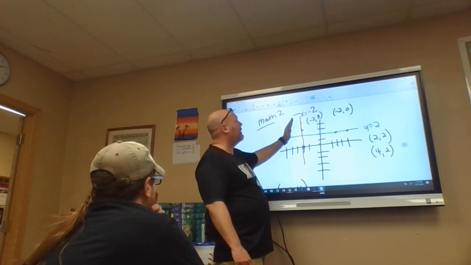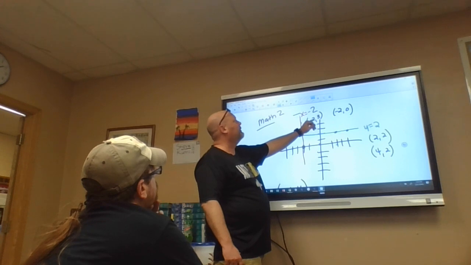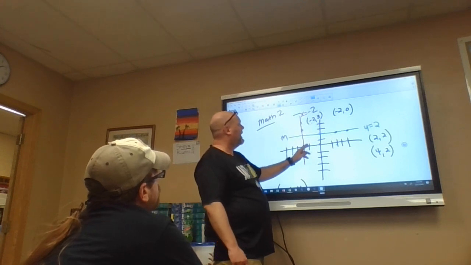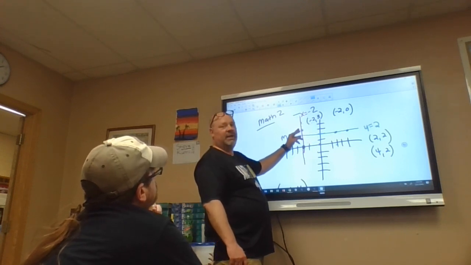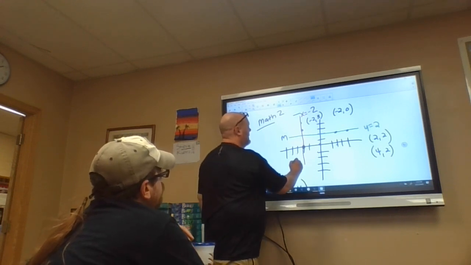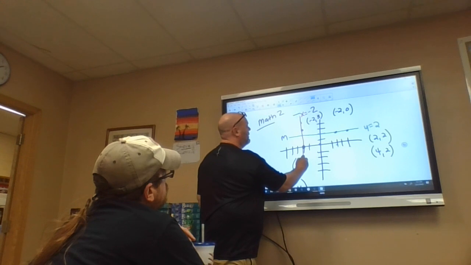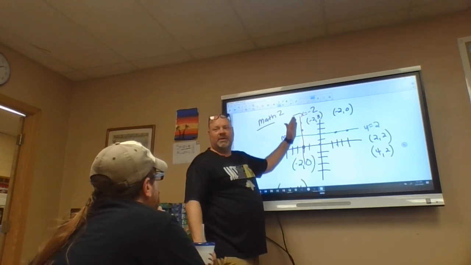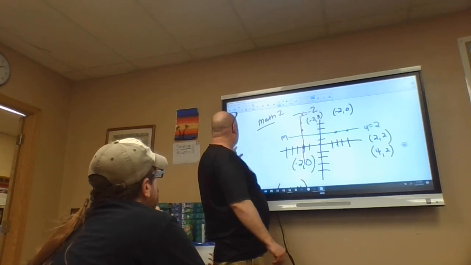So 2 points that would be on that line would be -2 and 3, right? Because x is -2, y is 3. Another point would be -2 and 0. These are 2 points that are on that line.